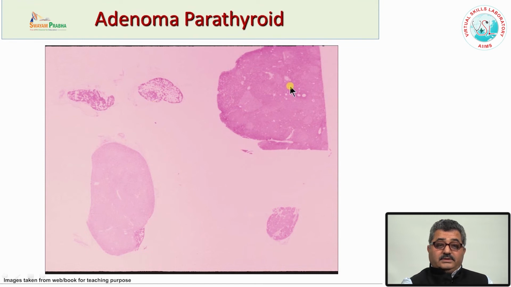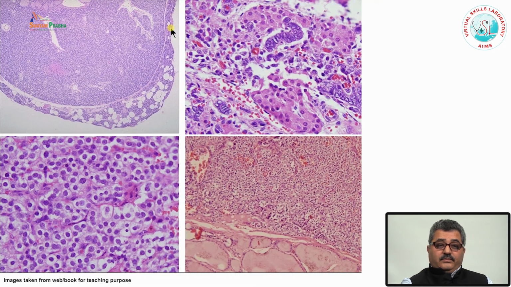These are some of the examples. This is the adenoma, where the one gland is enlarged. It's more globular, whereas the other glands are normal. Point to be mentioned, surgeons should be very careful when they are sending the specimen for pathological examination.